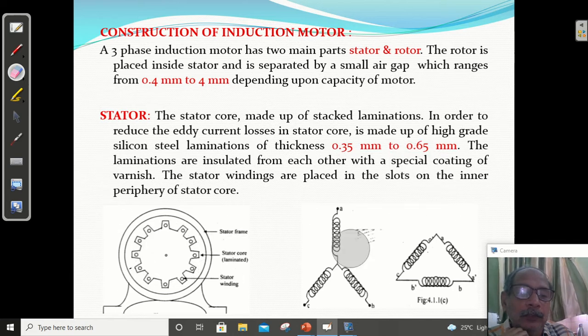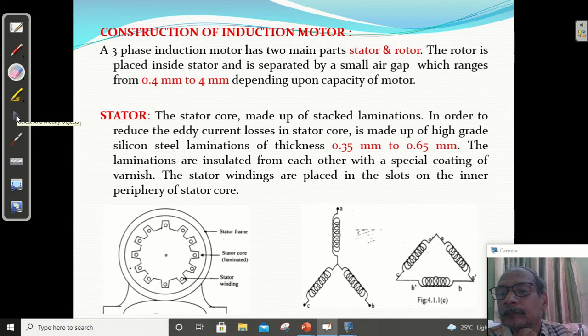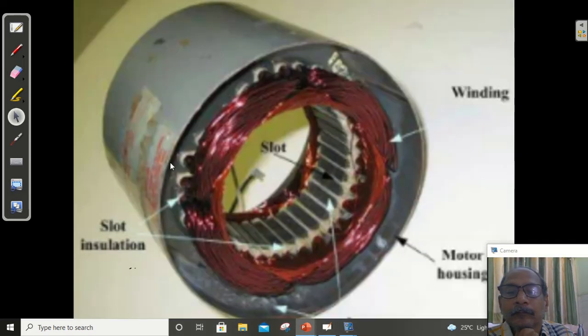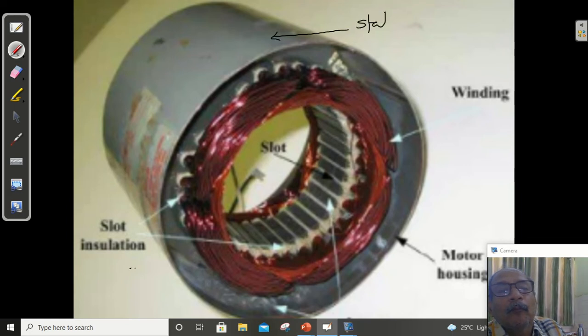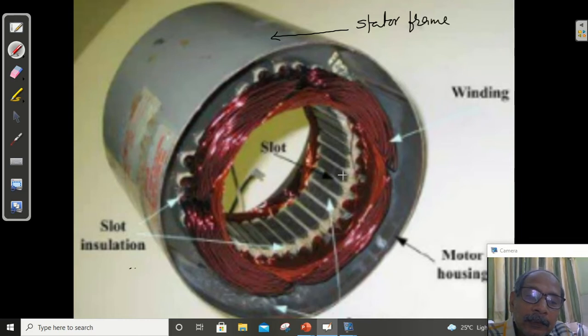Next part we are going to discuss. Now please here you can say this is the outermost part. This is called as frame. This part इंडक्शन मोटर में है, इसको बोलते हैं, it is called as स्टेटर फ्रेम. Okay, now you can say here इसके अंदर का पार्ट है, ये वाला पार्ट, इसको क्या बोलते हैं? स्टेटर कोर.